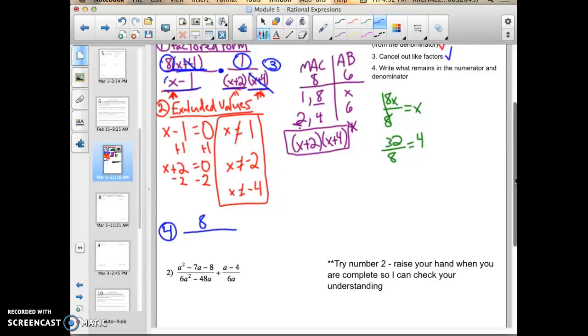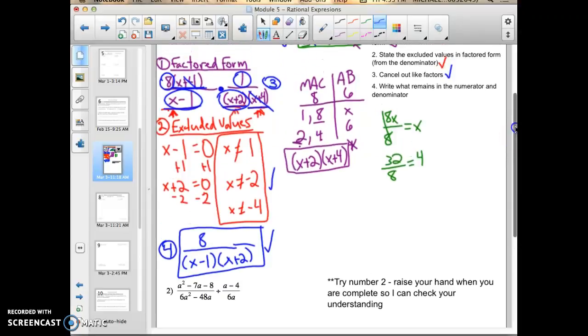I have an x minus 1 right here, and an x plus 2. And please leave that, you don't have to multiply those together. Please leave it in factored form. So I have x minus 1 times x plus 2. And in this case, I am done. So, step 4, this paired with my excluded values is my final answer. And this is what I need to see.